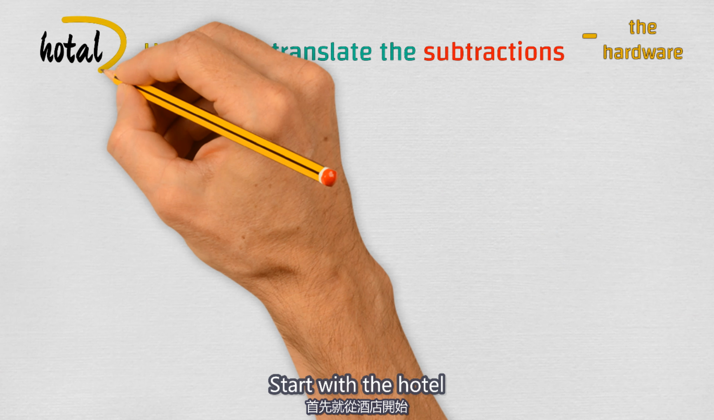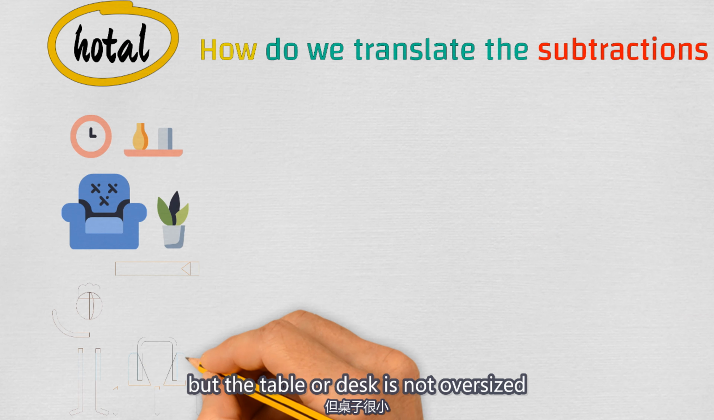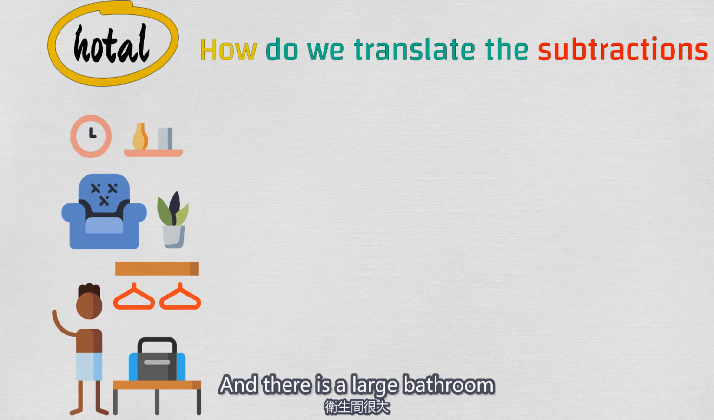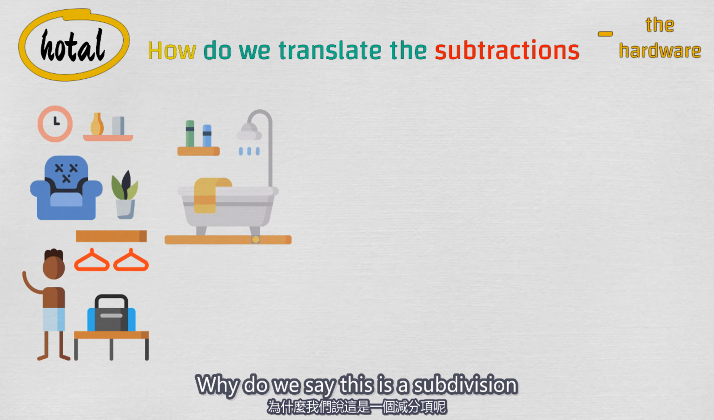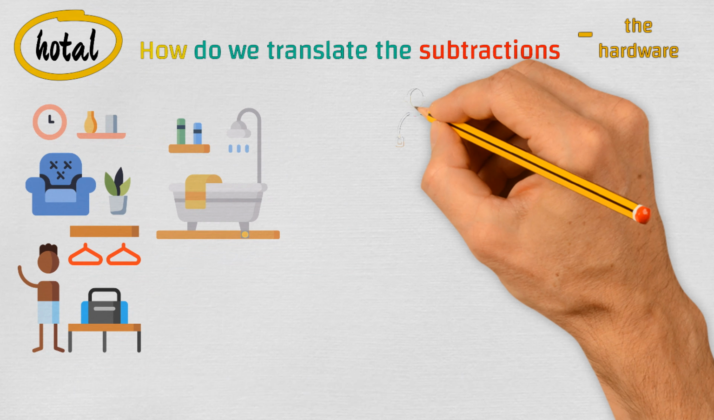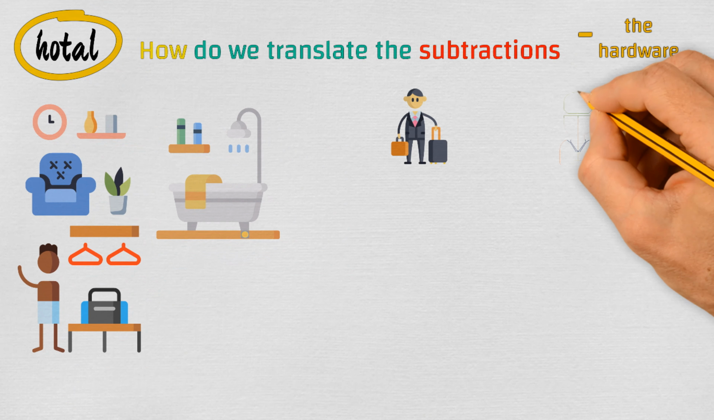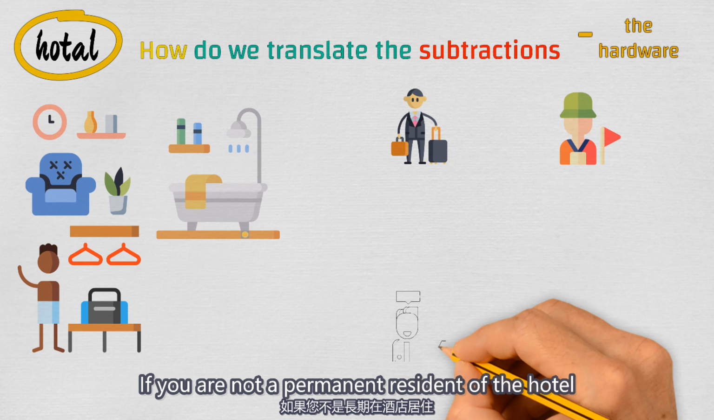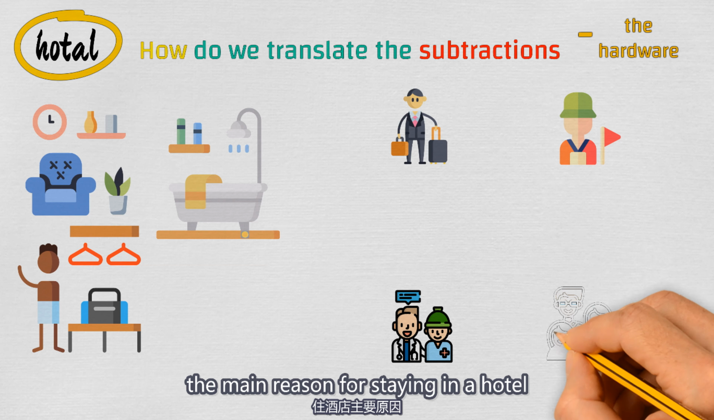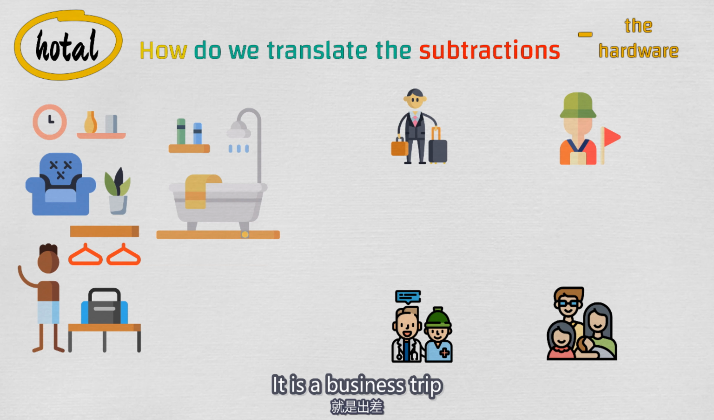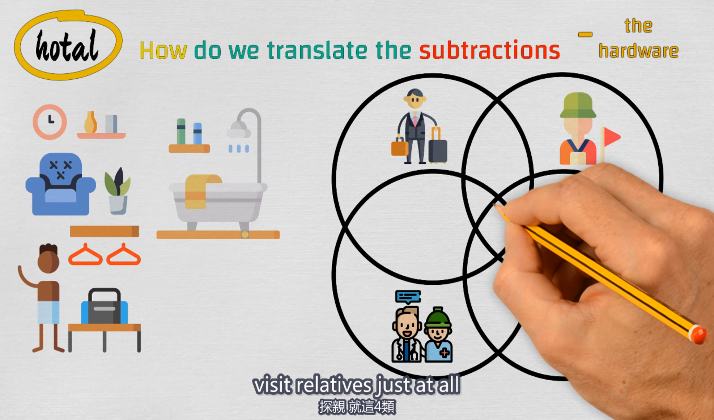Start with the hotel. If you have a large room with a large sofa but the table or desk is not oversized, and there is a large bathroom, and it takes a long time to get into the water, why do we say this is a subdivision? First of all, let's talk about the basic functions of the hotel. If you are not a permanent resident of the hotel or an office, I think for most guests, the main reasons for staying in a hotel are a business trip, travel, visiting friends, or visiting relatives.